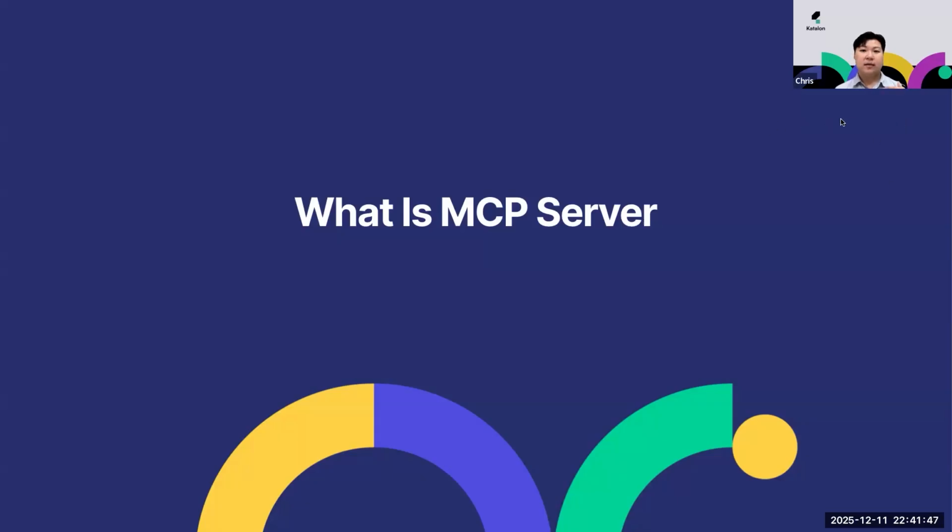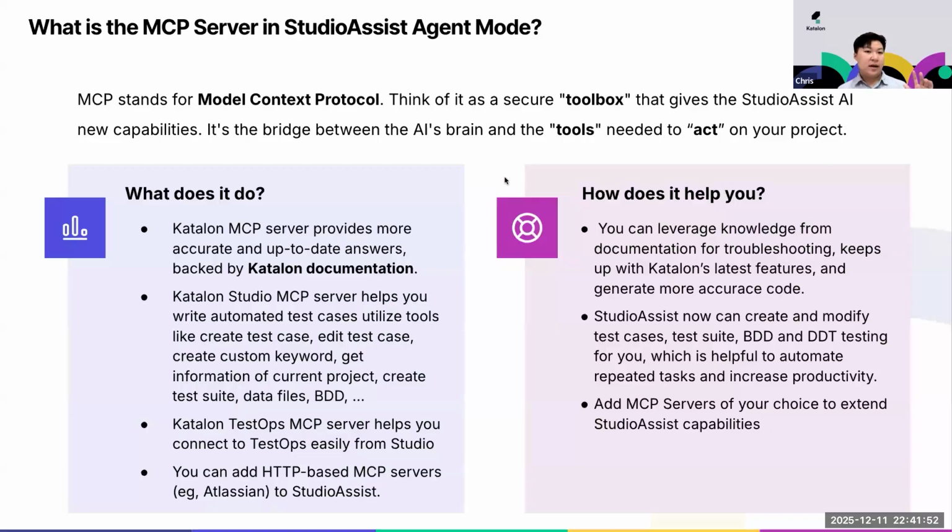All right. So I think most of you recall what the MCP server is, right? I'll just make it quick as everyone is already familiar. MCP stands for the Model Context Protocol. We can think of it like a toolbox that gives the Studio Assist AI new capabilities. It works as the connector between the AI brain and the tools needed to act on whatever responsibility you assign in the prompt, to actively deliver those actions within your Katalon project.